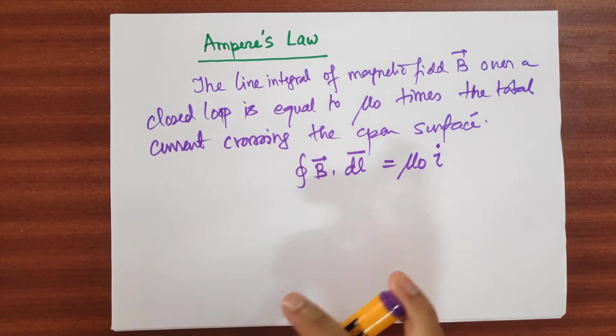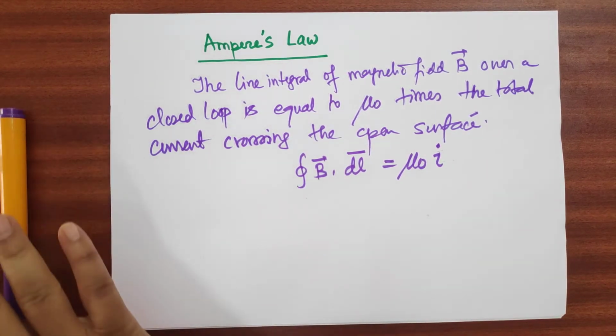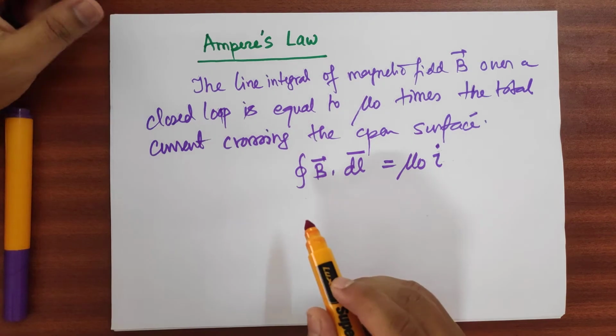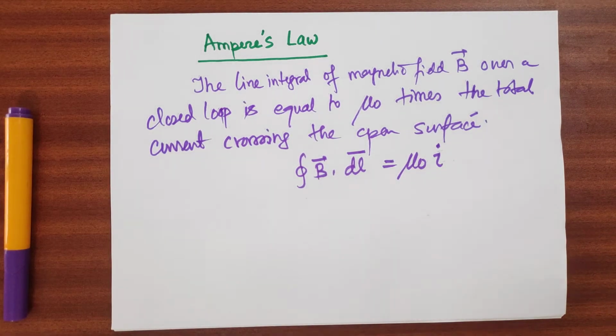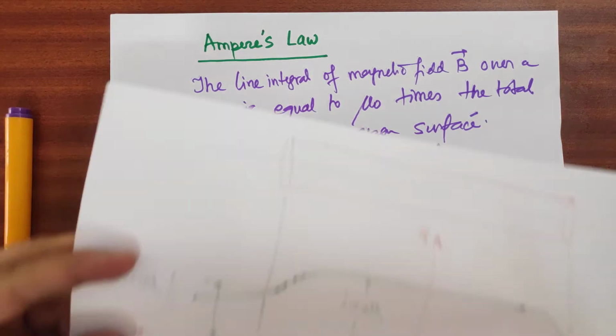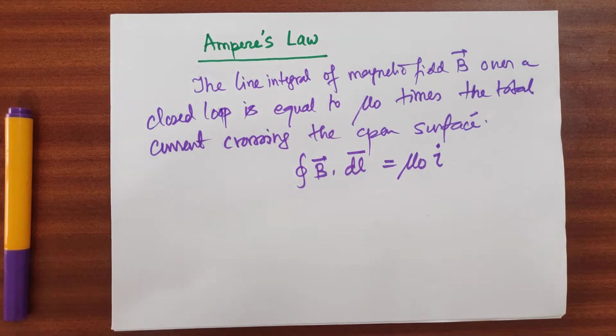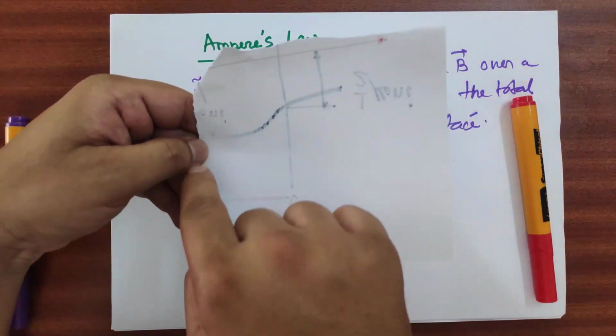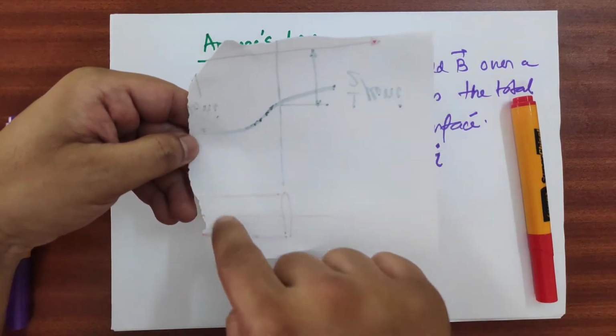Now, for simplicity, we can take a piece of cloth or a piece of paper like this. See, this paper itself is an open surface, and its boundary is known as a closed loop. The boundary of this paper is a closed loop.